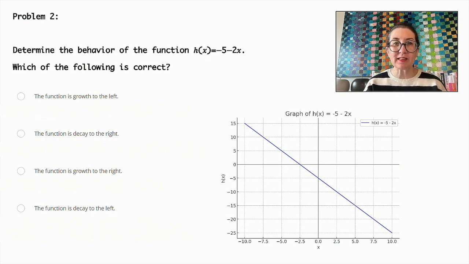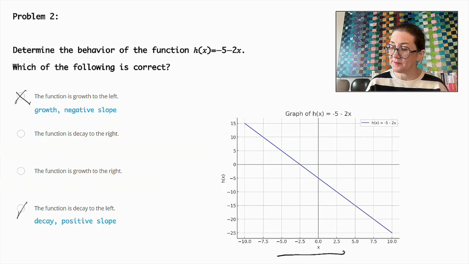First, the statement that the function is growth to the left is incorrect. Growth requires a positive slope, but here the slope is negative. Next, the statement that the function is decay to the left is incorrect. With a negative slope, decay happens as x increases, not decreases. Now, the statement that the function is growth to the right is also incorrect. With a negative slope, the function values decrease as x increases.